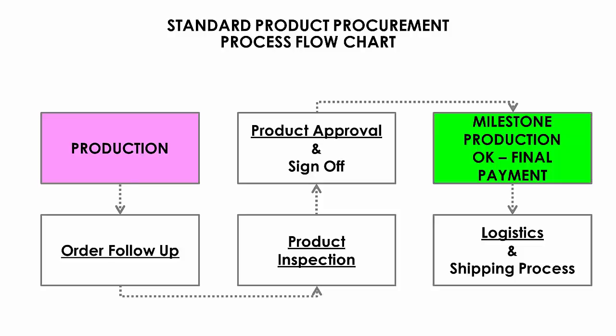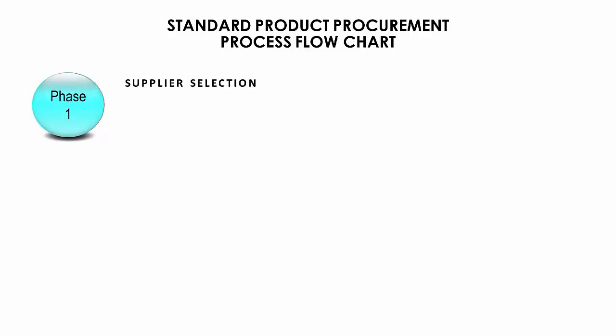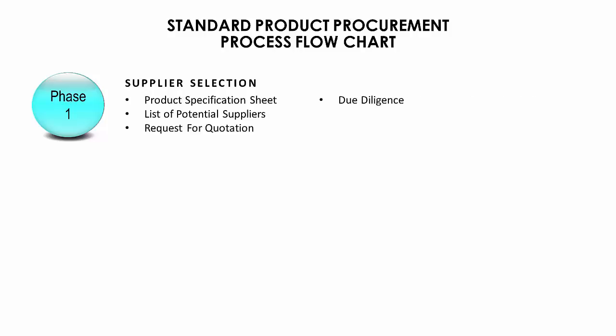So, just to recap the entire process, Phase 1 is supplier selection. This includes defining your specification sheet, identifying potential suppliers, getting quotations, and then carrying out your due diligence on suppliers you have as your top 3. You can then get samples from these suppliers in order to check and test their products.